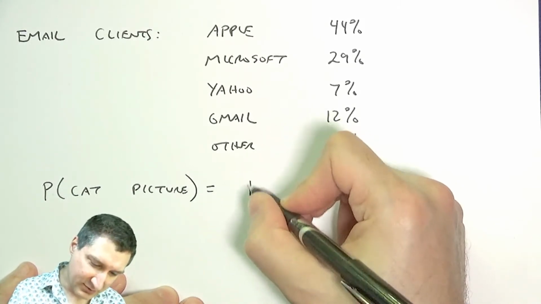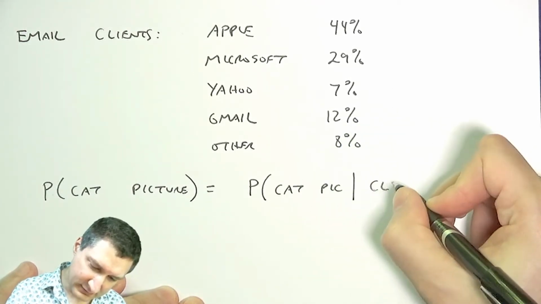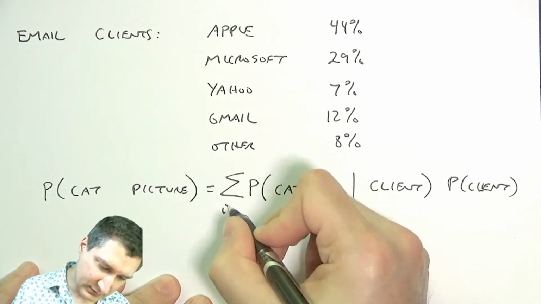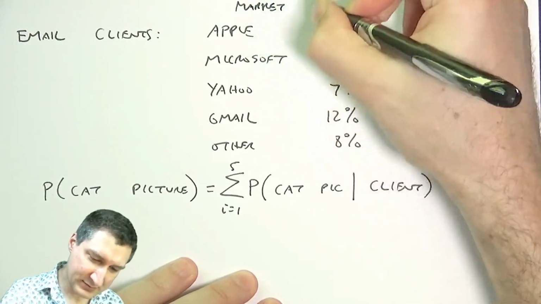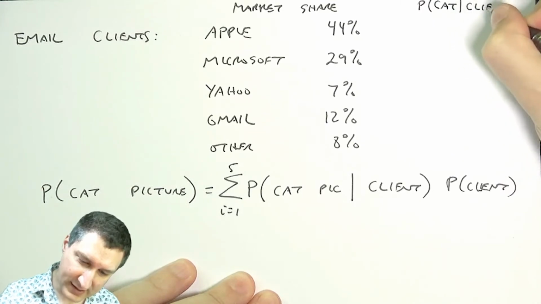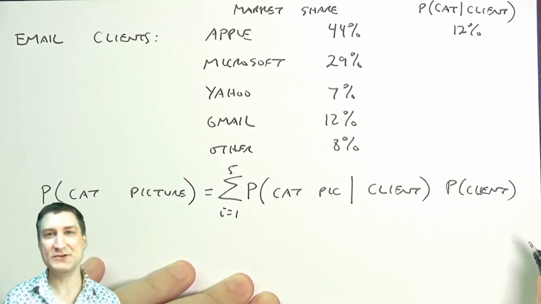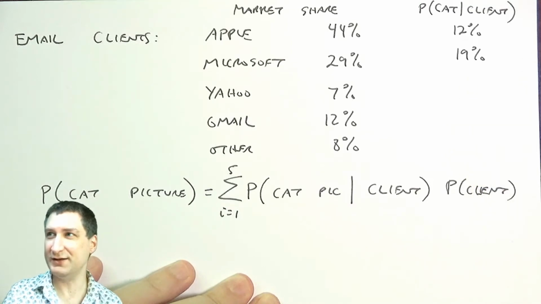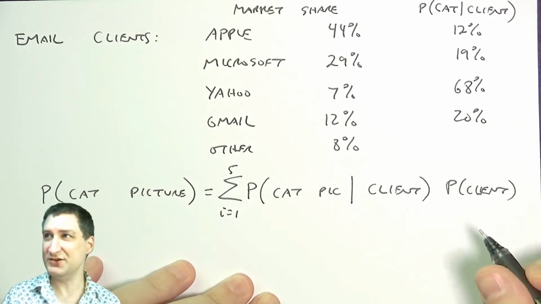Well, I'm going to say it's the probability of cat picture given the client times the probability of the client, summed up over all the possible clients that I have. Okay, and so this is kind of like the market share of the client. So it's like the probability of the client, and then I have the probability of cat given client, which is a set of other numbers, right? So for example, let's suppose that 12% of Apple emails contain cats, and 19% of Microsoft emails, and since people on Yahoo are probably mailing cat pictures to each other all the time, some high probability there, 20% of Google emails and 14% of other emails, right?